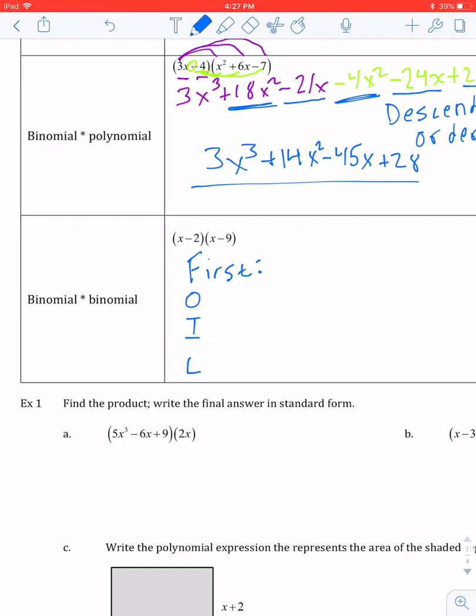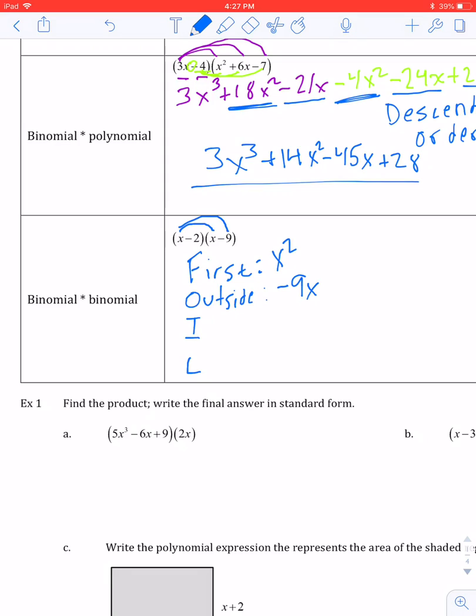Okay? So first is going to be x times x. If I do x times x, we know that's just going to give us x squared. Okay? The O is going to be our outside terms. Okay, so my outside terms is going to be x times the negative 9, which will give me my negative 9x.